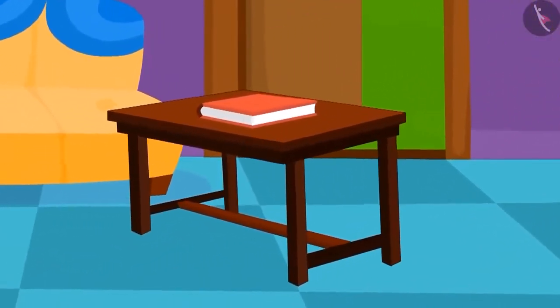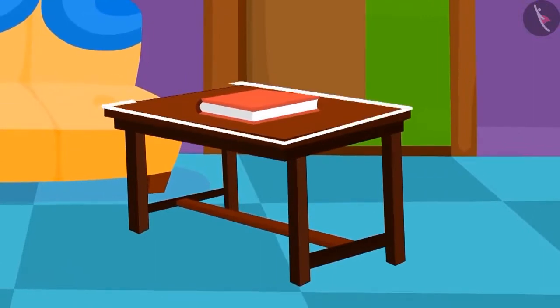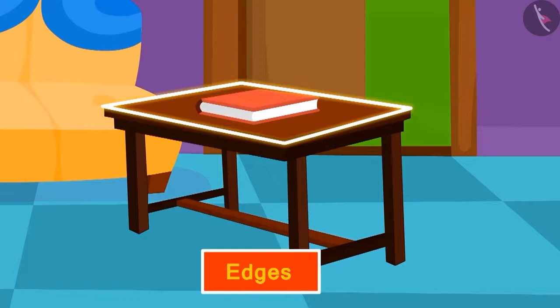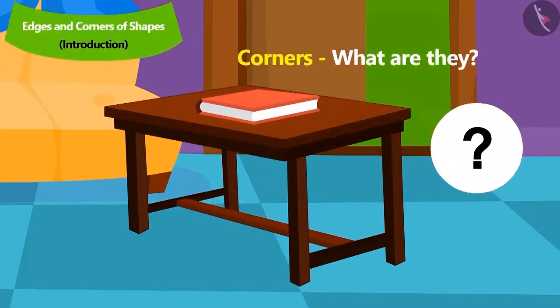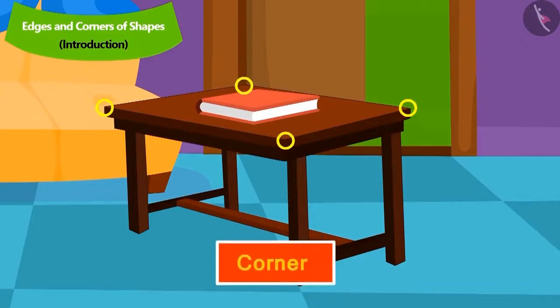See that outside the surface of this table, 4 lines are forming the boundary of the table. We call them edges. And do you know what is meant by corners? Where 2 edges meet, we call that point a corner.